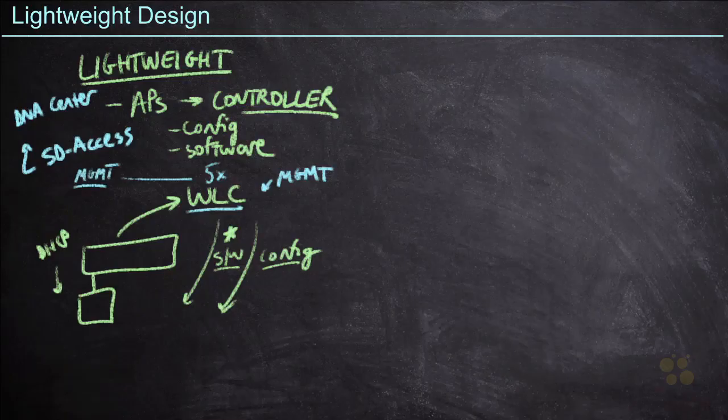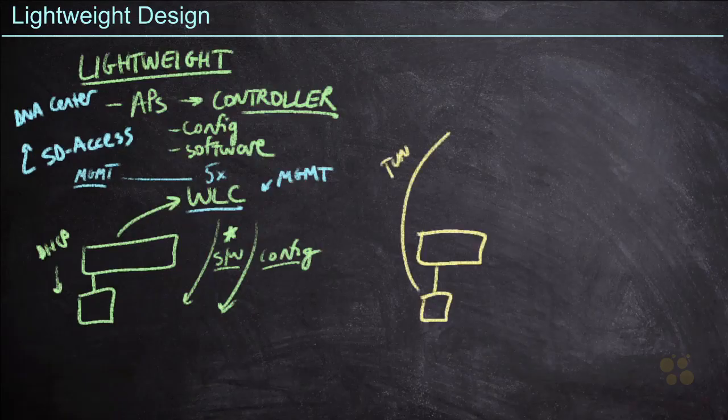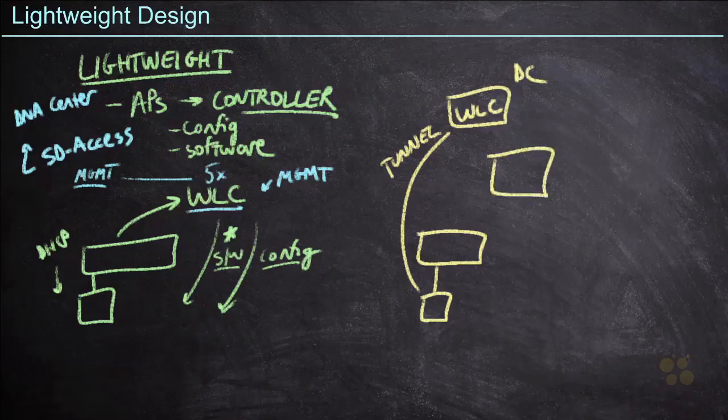So what about those networking problems that we talked about in the last video? Well, what's interesting is that when a lightweight access point connects to the network, they are actually going to tunnel their traffic all the way to that wireless LAN controller. So let's say that we have a wireless LAN controller on the network here in my data center, and I have that same topology that we saw in the last video where we've got this layer 3 boundary happening.